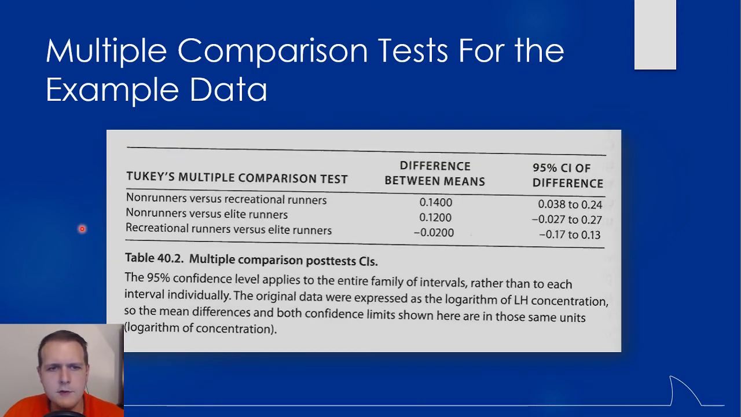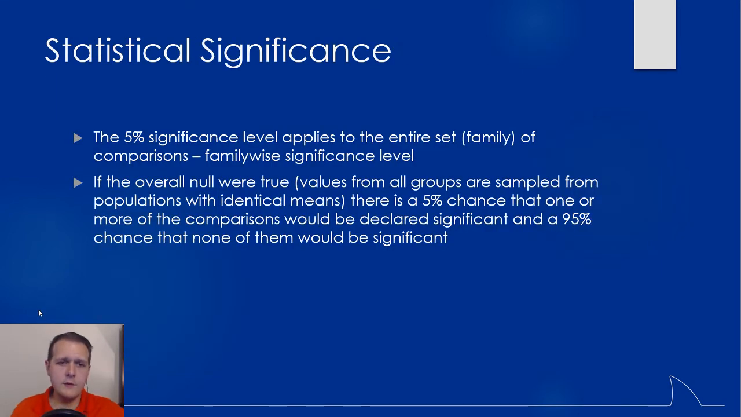And here's a table showing the Tukey's multiple comparisons test, looking at the differences between the means and the confidence intervals. Notice the non-runners versus recreational was the only one that did not cross 0; the others do cross 0, so they are not going to be statistically significant. Now remember, when you did that Tukey's test, because you're running these multiple comparisons, that 5% significance level gets applied to the entire set, or the entire family. And again, that makes it more difficult for each one to achieve significance, because the confidence intervals get wider, but because of that, you're less likely to make a type 1 error.